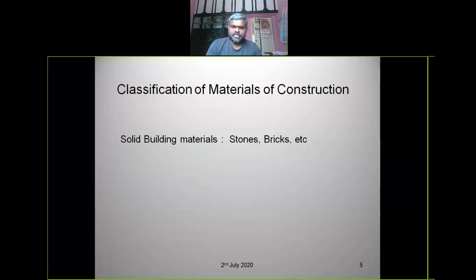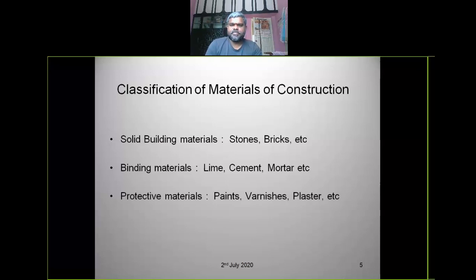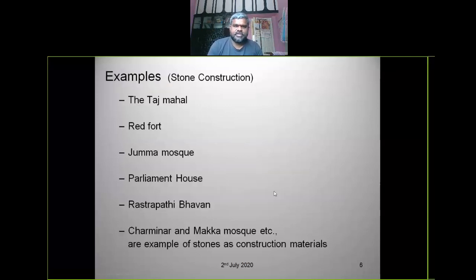And the classification of materials we have seen like this. Construction materials can be bricks, stones, which are solid materials; binding materials like lime, cement, mortar, or surkhi; and protective materials like paints, varnishes, and plasters. Broadly we have discussed these three categories, right? So the first chapter comprises solid building materials. The second chapter comprises binding materials like lime, cement, cement mortar, and concrete. And the third chapter is timber and surface protective materials, right? Likewise we have seen different materials.